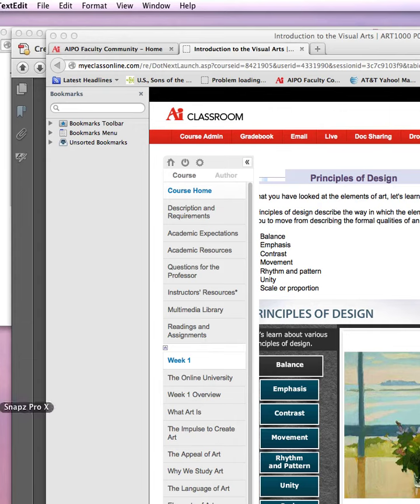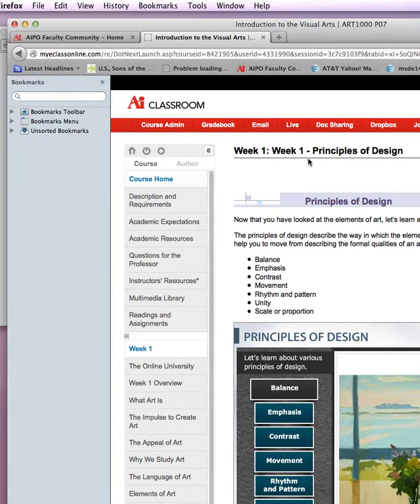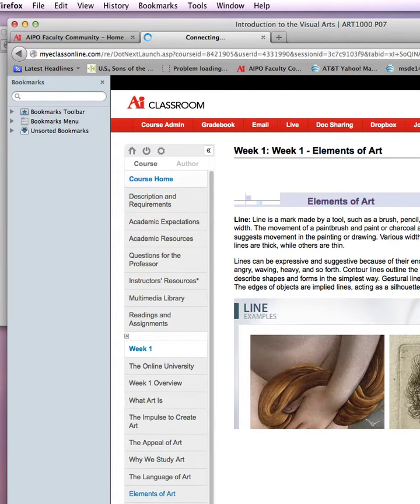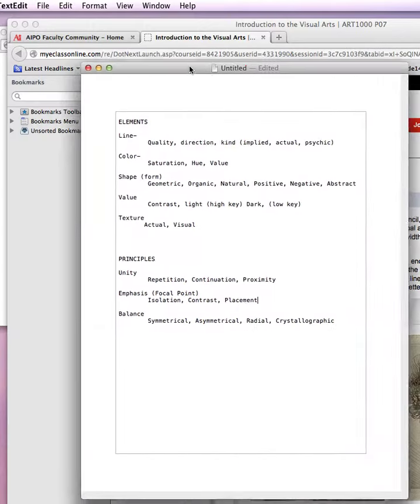Because this is such an important part of what you're studying in this course, I'm going to take a little time to talk to you about principles and elements of design. I'm kind of centered up here. I don't know if you can see it on the principle part, but I'm going to go back over to elements. While I'm doing that, let me explain why this is so important. This whole course is going to be about your understanding these things.